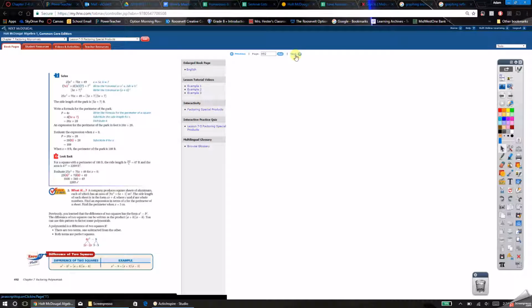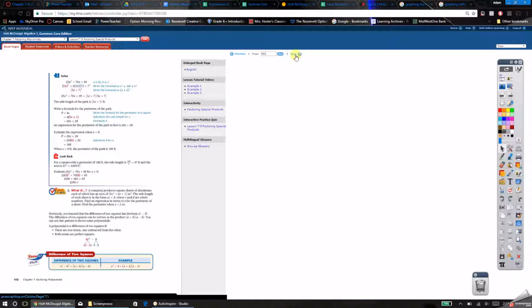And then the next page keeps going with the check it out, or the example. A company produces square sheets of aluminum. Each one of these has an area of 9x squared plus 6x plus 1 square meters. The side length of each sheet is in the form cx plus d, where c and d are whole numbers. Find an expression in terms of x for the perimeter of the sheet, and find the perimeter when x equals 3.